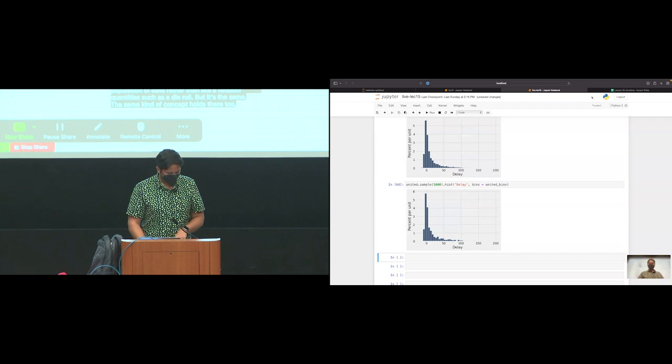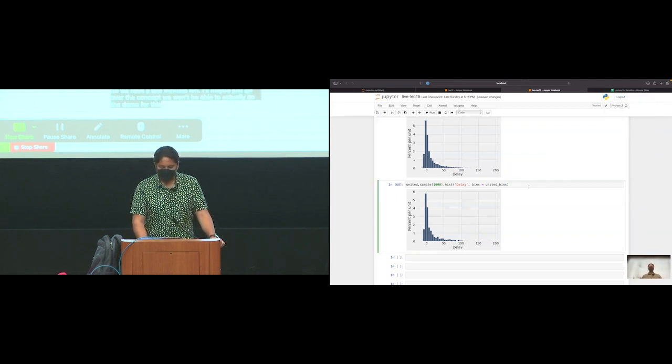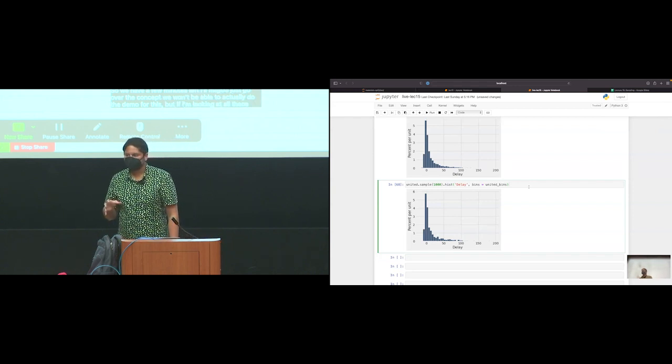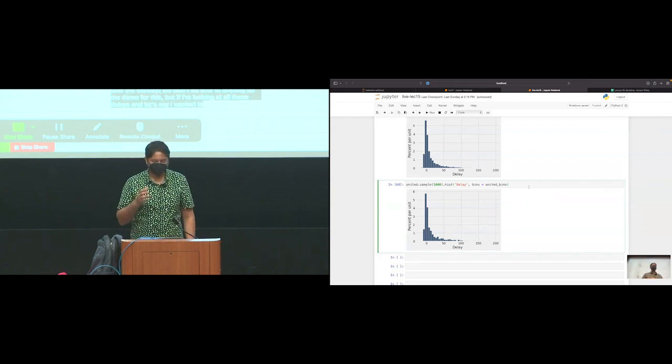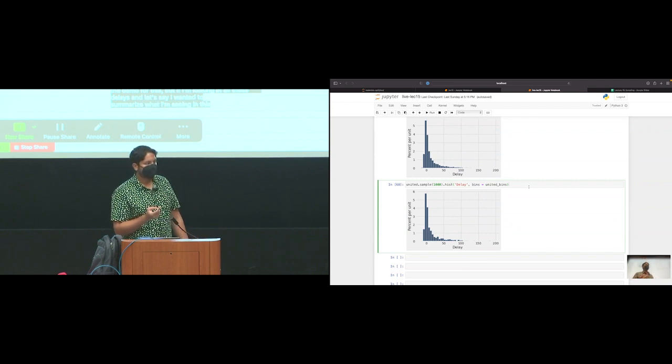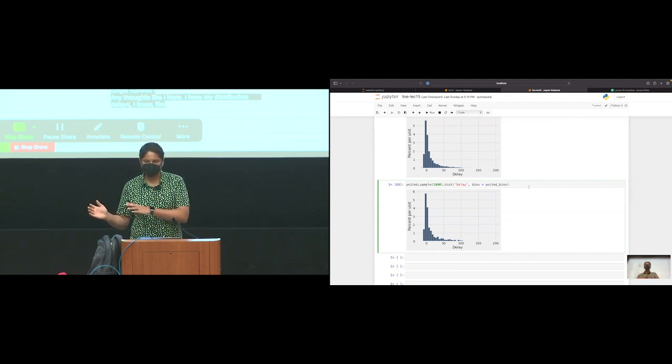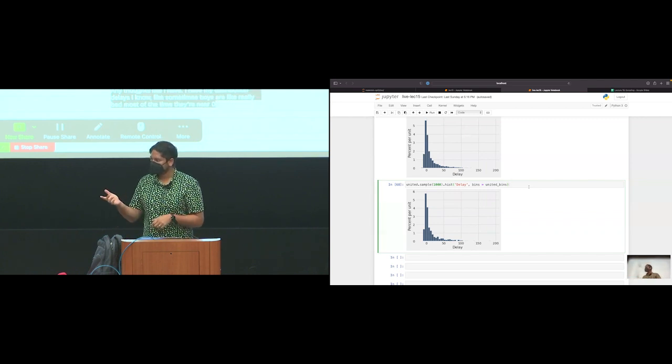Cool. All right, we have a few minutes left. I'll maybe just go over the concept. We won't be able to do the demo for this, but if I'm looking at all these delays, and let's say I wanted to summarize what I'm seeing in this graph with one number, any ideas on how I could do that? I have my distribution of delays. Sometimes delays are really bad, most of the time they're near zero. But if I want to summarize all that with a single number, yeah, median.